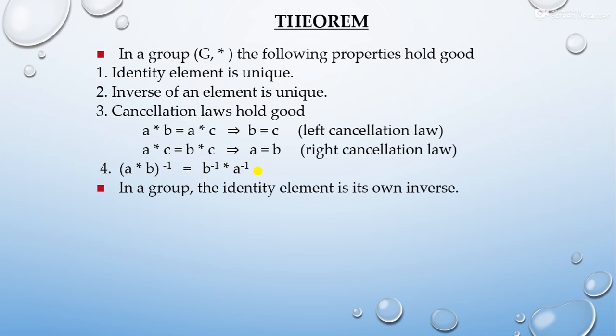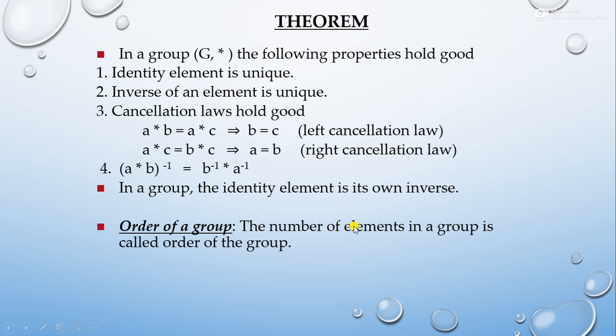Now, in a group, the identity element is its own inverse. Always remember that the identity element in the group is always its own inverse. Now, order of a group. What is the order of a group? The number of elements in a group is called the order of the group. Suppose in a group you have 1, 2, 3, 4, up to 5 numbers, so you can say that the order of this group is 5.